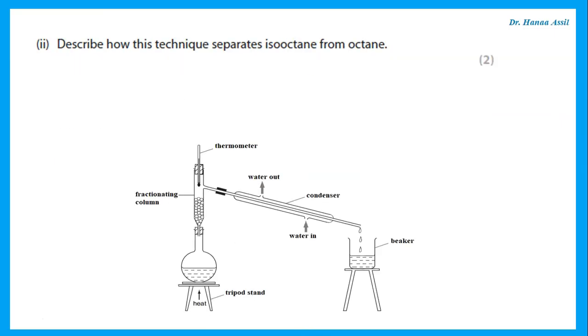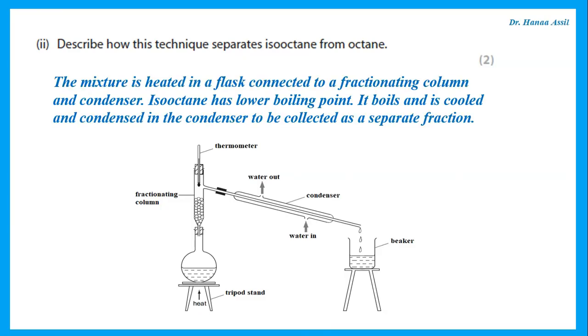Describe how this technique, fractional distillation, separates the two liquids. So remember that in fractional distillation, what we do is the mixture is heated in a flask connected to a fractionating column and a condenser. Now, the one with the lower boiling point will boil off first. So isooctane, we were given the boiling point, so the isooctane has the lower boiling point. That means it will boil, be cooled and condensed in the condenser first to be collected as a separate fraction.